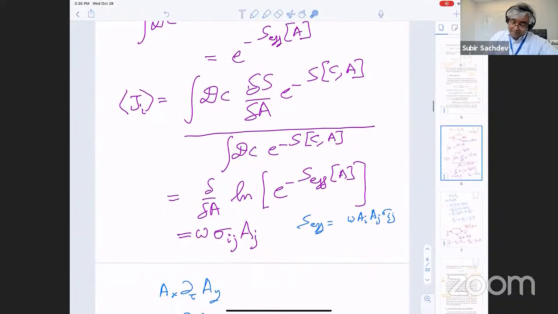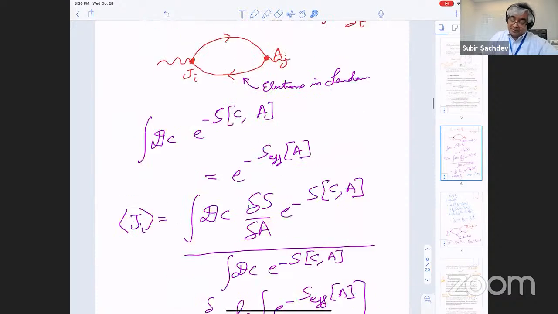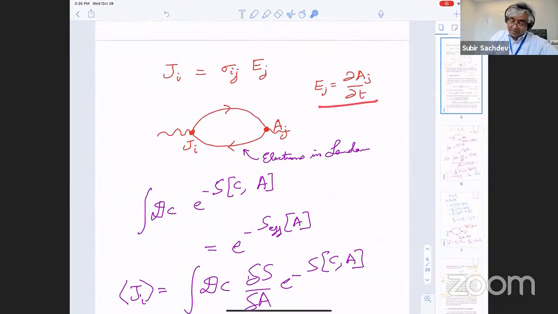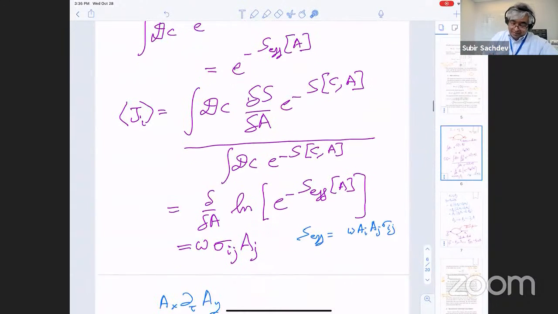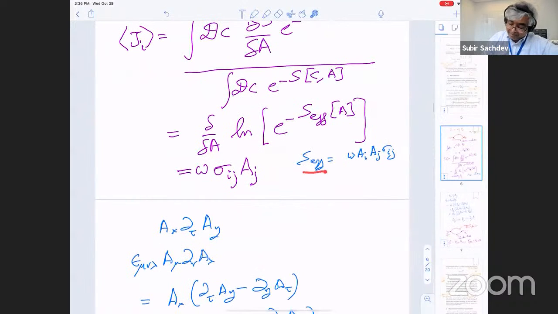So this tells me, but I know what J is. I just told you it's sigma ij times the electric field, but the electric field is dE dt. So I use that, and up to ignoring factors of i and so on, it's omega times sigma times A. Okay, so now I know something about this effective action. One of its derivatives gives me this term. So that tells me one choice for the effective action, which will make this work out right.